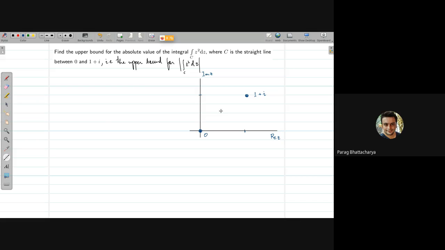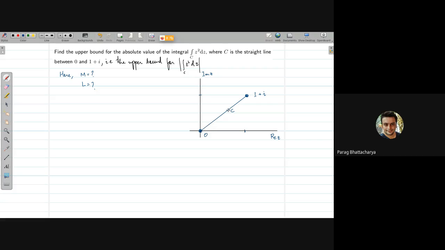Now what we need to do is consider the path. According to this, the path C is the straight line which joins these 2 points. So this is the path C. Now we need to find out the upper bound by the ML inequality. First of all, we need to figure out what is M and what is L.